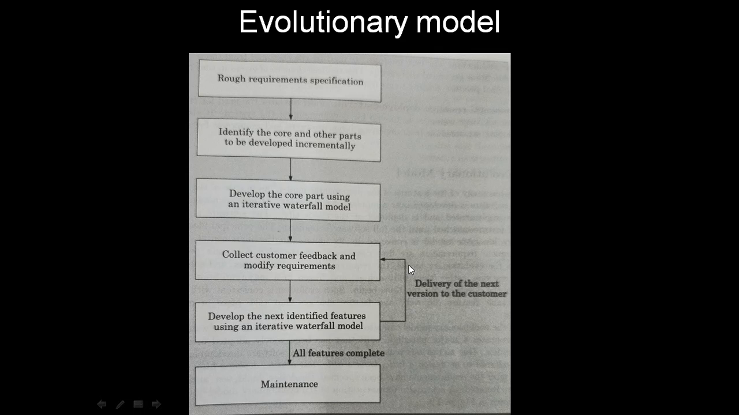So this is the evolutionary model. So here the difference is we are specifying only rough requirements. So new requirements can be added by the customer at the later stages. So this is the difference between the incremental and evolutionary model.